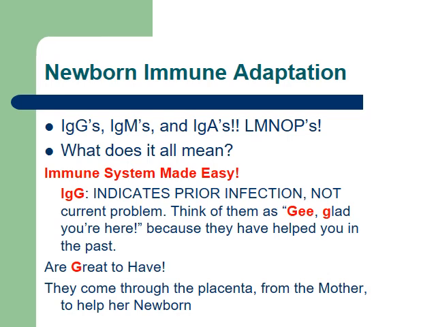Newborn immune adaptation: IgGs, IgMs, IgAs, and LMNOPs. What does it all mean? Immune system made easy. You're going to remember this for the rest of your life. IgGs indicate a prior infection. They are not a current problem. Think of them as, gee, I'm glad you're here, because they have helped you in the past. They are great to have because they help you now. They prevent. So they're in the past. They come through the placenta from the mother to help her newborn.